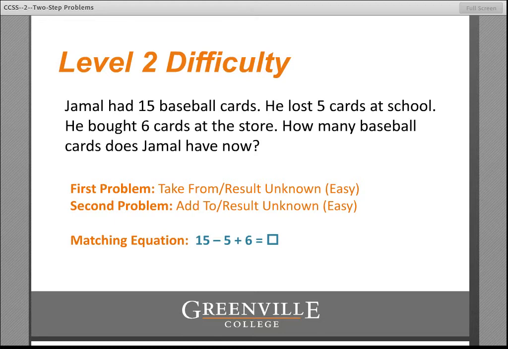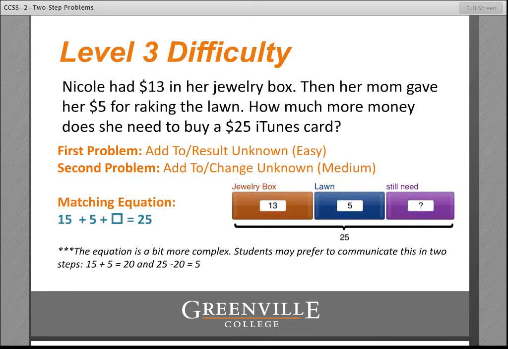Level 3 difficulty is the most difficult that you need to try to get all of your learners to accomplish. So this is the target goal, level 3. And level 3 definitely ups the ante on the difficulty.